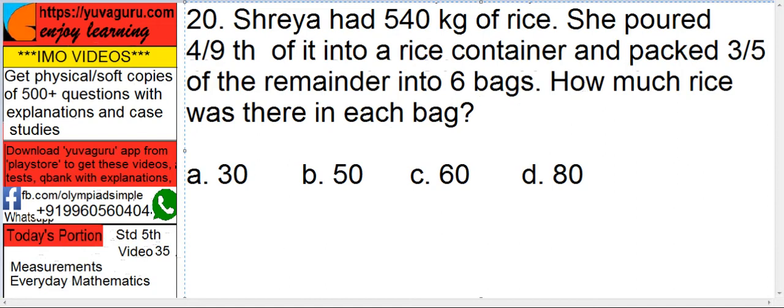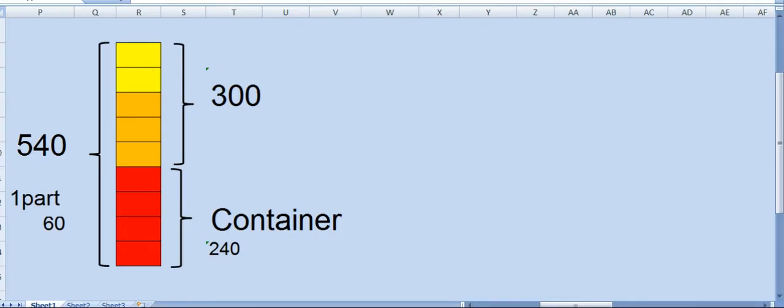See here, total is 540 kg. Out of that 9 parts are made. 1, 2, 3, 4, 5, 6, 7, 8, 9. So if 540 are 9 parts, 1 part means how much? 540 divided by 9, 60. So each part is 60 now.